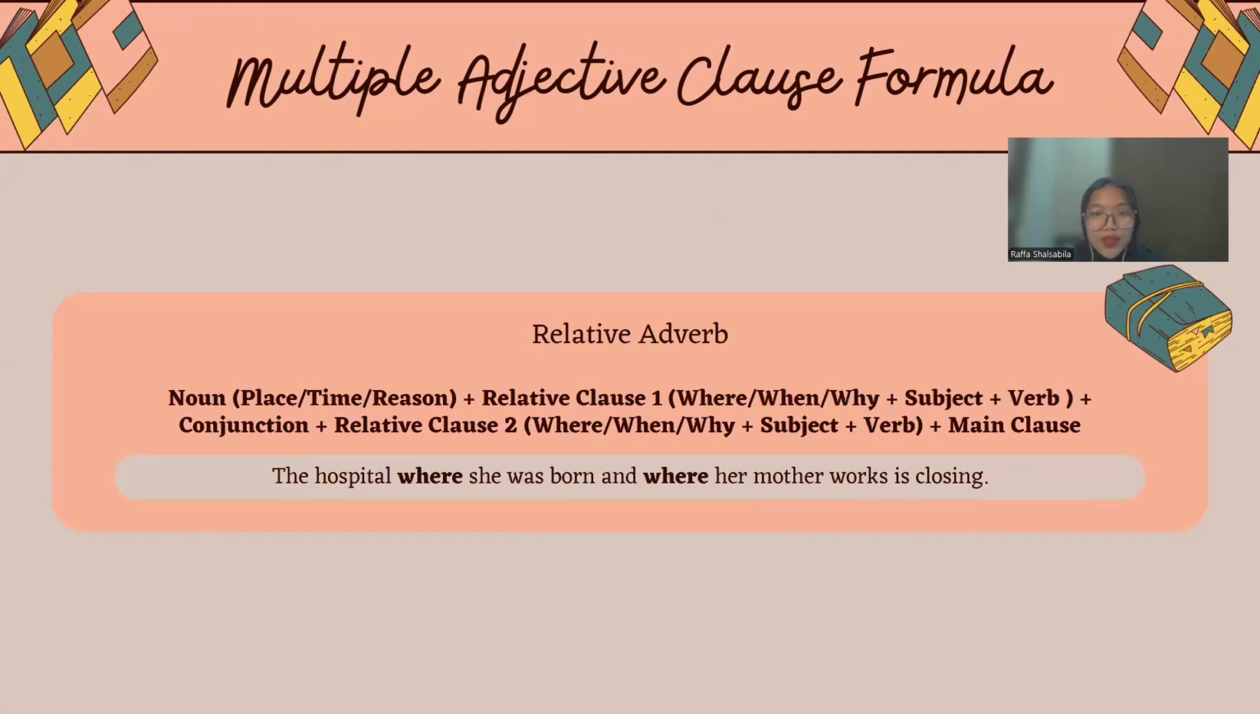For example, the hospital where she was born and where her mother works is closing. The hospital is the noun, where she was born is relative clause 1, describing the place of birth. Where her mother works, relative clause 2, describes her mother's workplace. Both clauses describe the same noun, namely the hospital. Both are connected with the conjunction and, and the main clause is the hospital is closing.